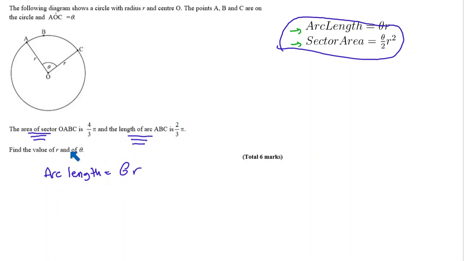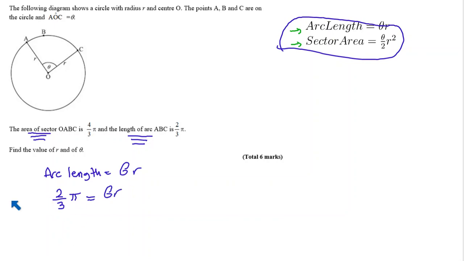Is theta given? No, it's asking me to find it. Is r given? No, it's asking me to find it. So basically, I will replace the arc length with what is given here. So this one is 2 over 3 pi is equal to theta r.